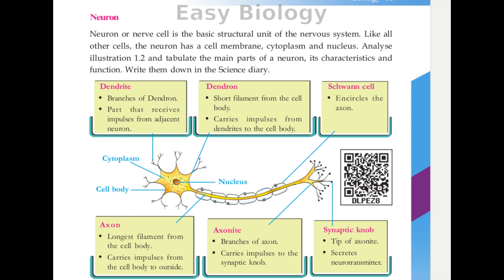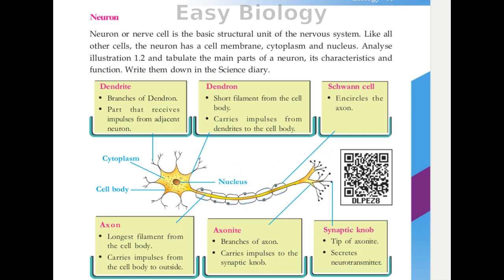The next part is cell body. Cell body contains the nucleus and cytoplasm and other cell organelles. It carries the impulses from dendron to the axon.